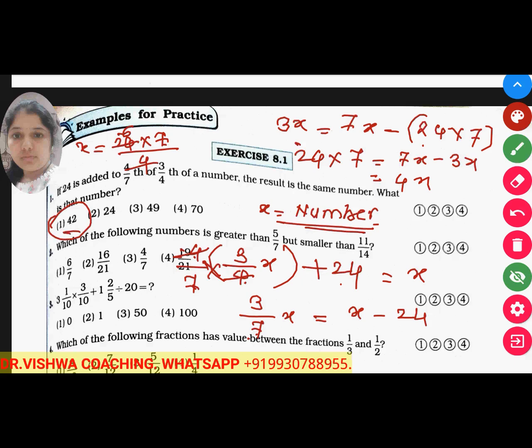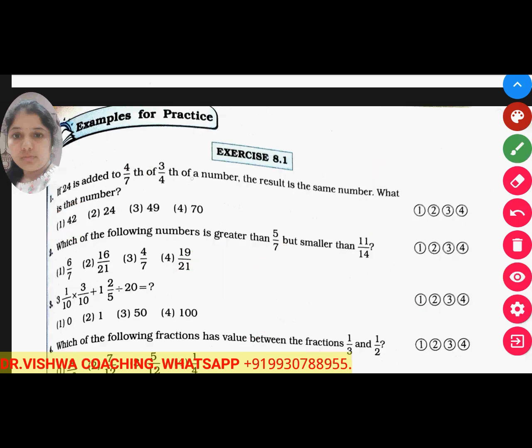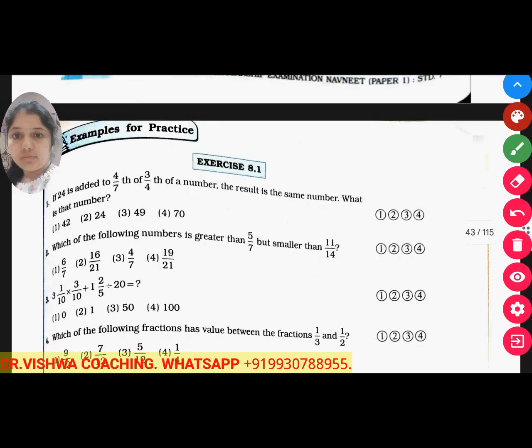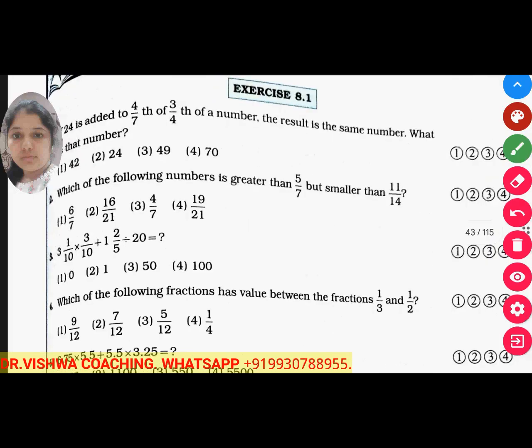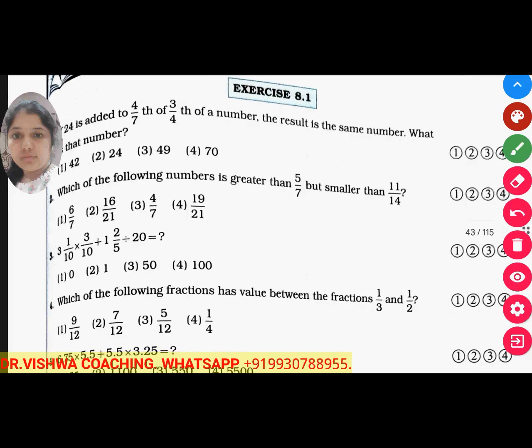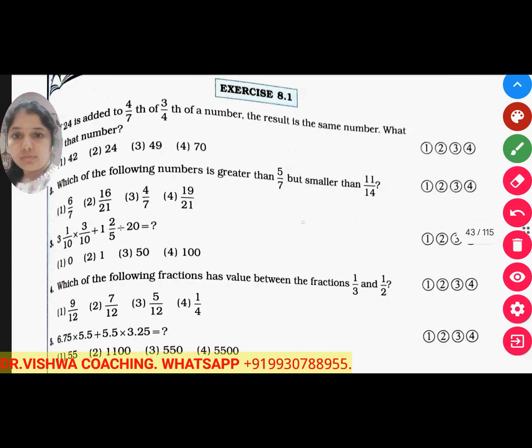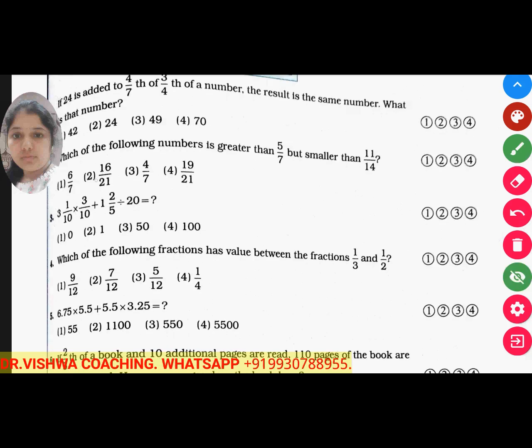Okay, so you have to read the question carefully. 3/4 of the number and then 4/7 of that, and then 24 is added to that number. The result is the same, which is the number itself. Okay, now here again you have to find the number greater than 5/7 and smaller than 11/14. So you make the denominator common and you can find. Okay, now I will explain the next one.